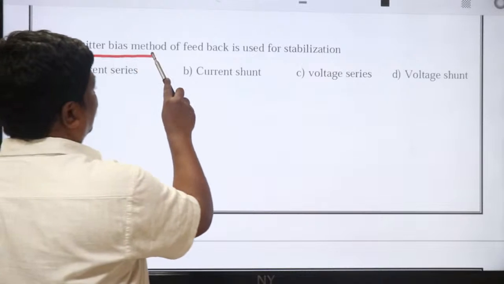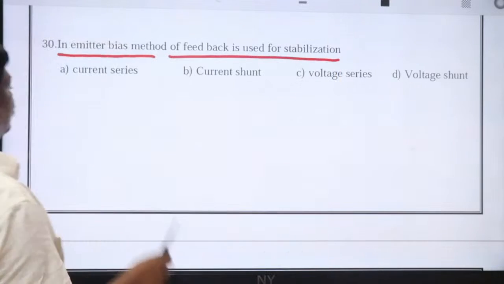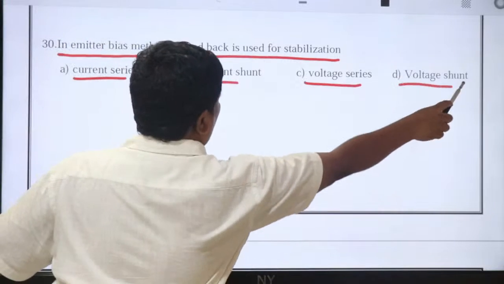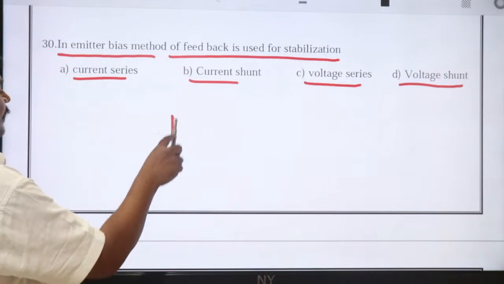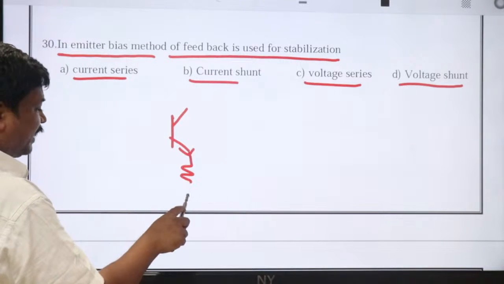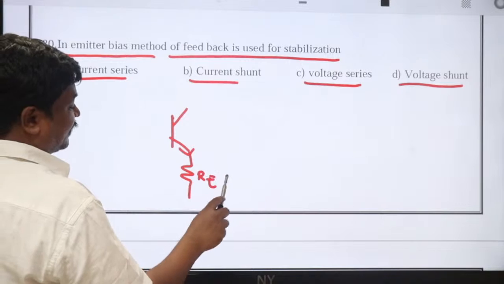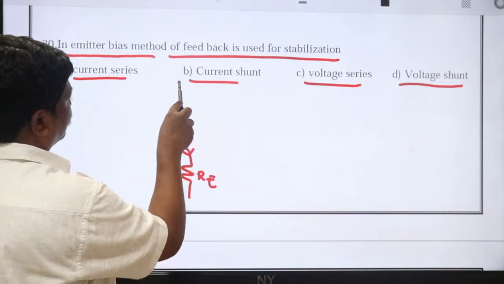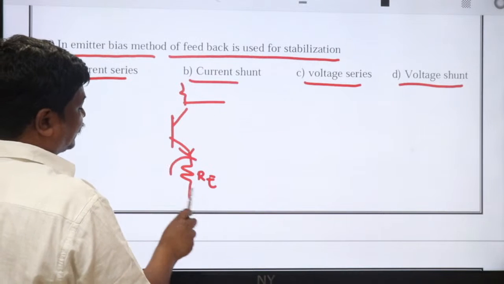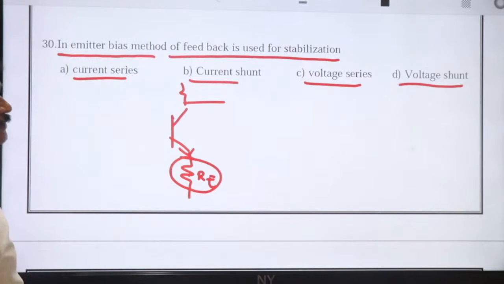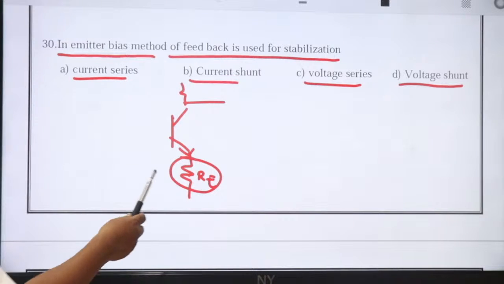In emitter bias, which method of feedback is used for stabilization? Current series feedback, current shunt feedback, voltage series feedback, voltage shunt feedback. Emitter bias means you are using the biasing resistance RE here, in a common emitter configuration. If you use this, the signal is not attached to the output node, hence it is a current feedback. What type of biasing is this?